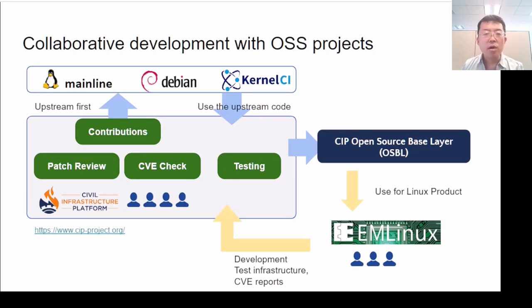We are doing collaborative development with an OSS project, CIP, the Civil Infrastructure Platform project. It aims to establish a base layer of industrial-grade tooling using the Linux kernel and other open-source projects. This base layer will be available for use by developers, creating software building blocks that meet safety, security, reliability, and other requirements that are critical to industrial and civil infrastructure projects. CIP is an open and collaborative project.